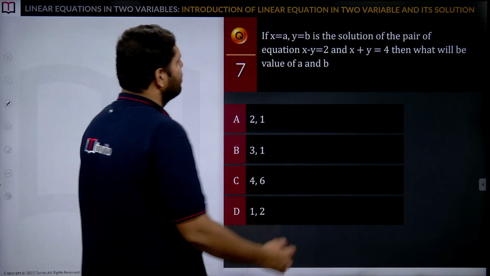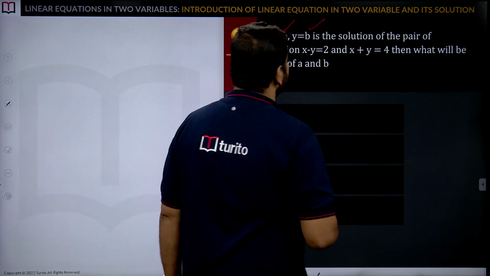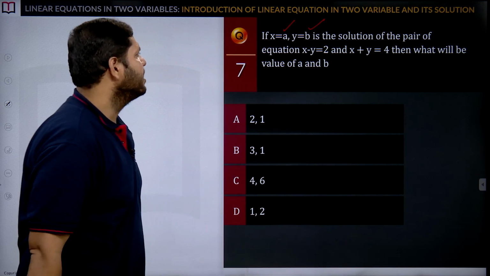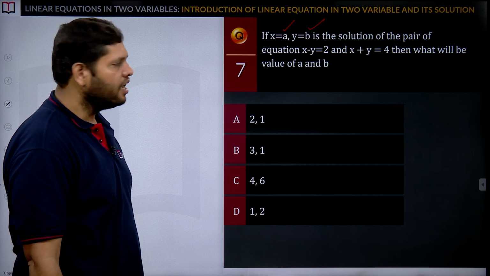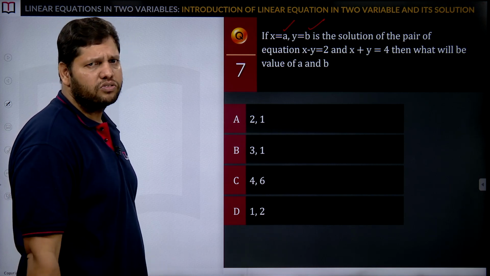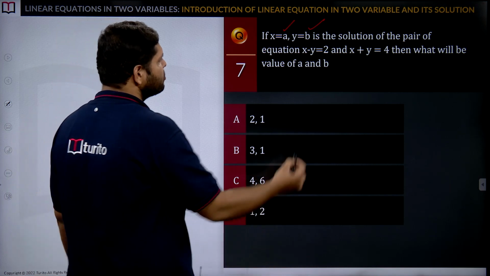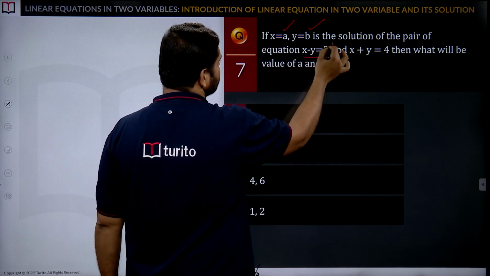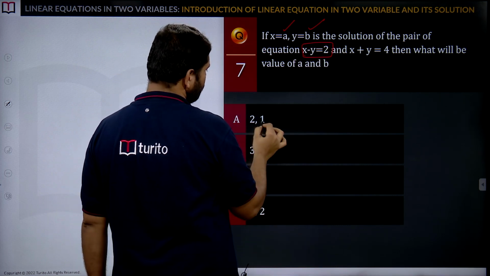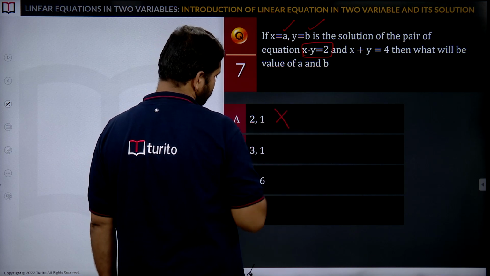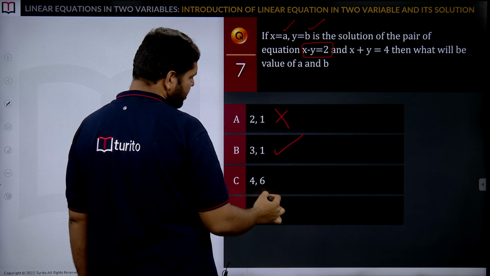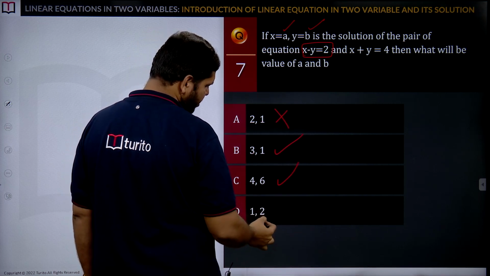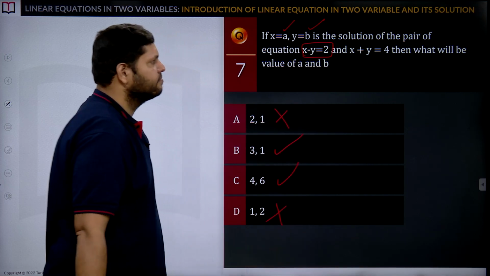If x is equal to a and y is equal to b is the solution of the pair of equations x minus y equal to 2 and x plus y equal to 4, then what are the values of a and b? Children, do one thing, just substitute the values. See here, the difference should be 2. So 2 minus 1, the difference is 1, cancel. 3 minus 1, the difference is 2, okay, possibility. 4 minus 6, the difference is 2, correct. And 1 minus 2, the difference is 1, wrong.